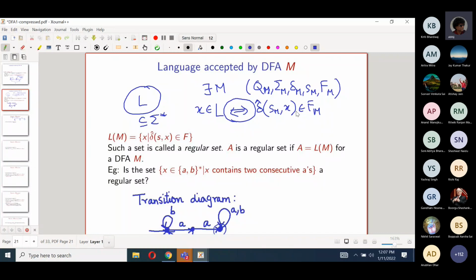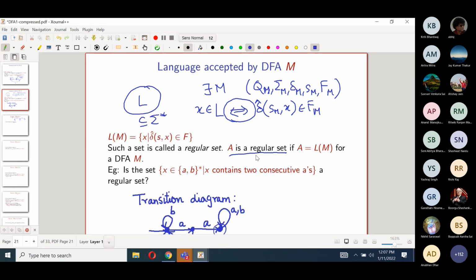Do you mean something like this? A language is called regular if you can design a DFA for it. So yes, A is a regular set. Of course, we will see languages for which you cannot design a DFA. These are not regular sets. Does that answer your question?